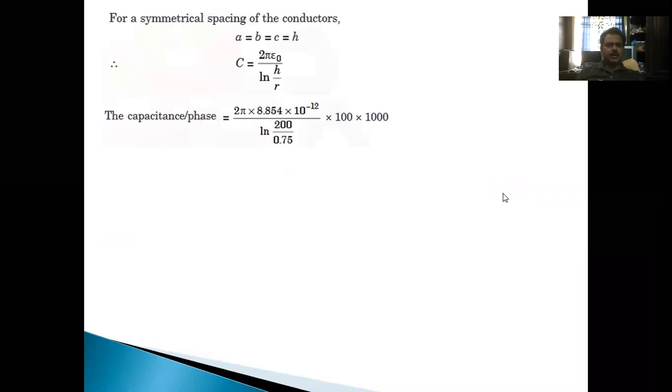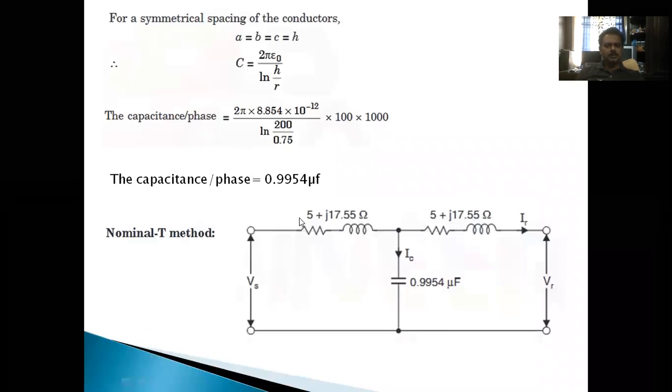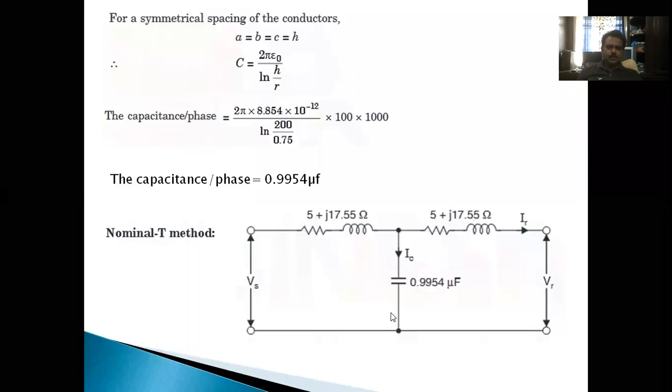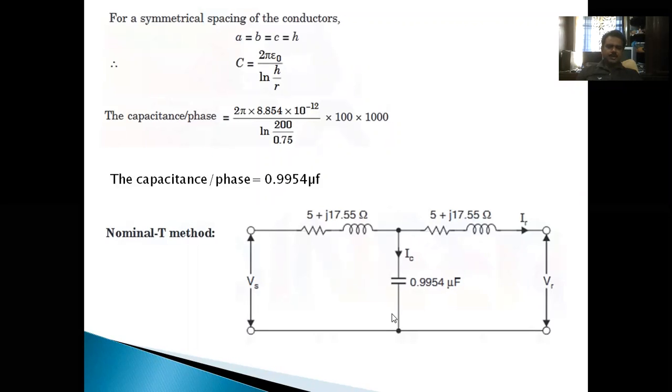Next we have calculated capacitance, and the nominal T model means the total series elements are divided into two halves, R by 2, similarly XL by 2. So those two are equally divided into two halves, and at the center of the transmission line the capacitance is added. So the shunt element, capacitance, is connected.